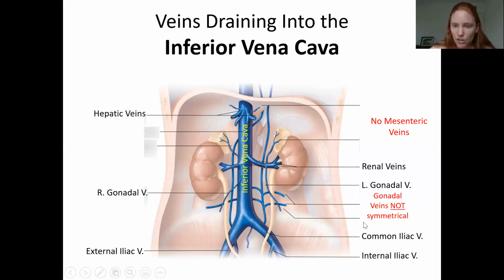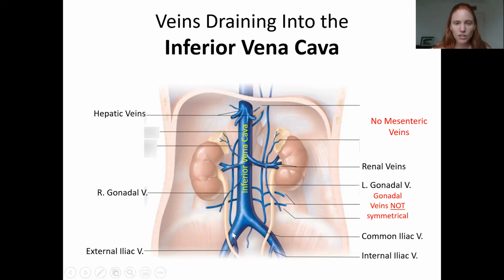However, look at the gonadal veins. For the left gonadal vein, which is this branch right here, the left gonadal vein is going to come off of the left renal vein, whereas the right gonadal vein emerges directly off of the inferior vena cava. So this one is just coming off of the renal vein instead of the inferior vena cava. That is what's not symmetrical with it, but because they are not symmetrical with each other, you'll need to designate right or left for that.